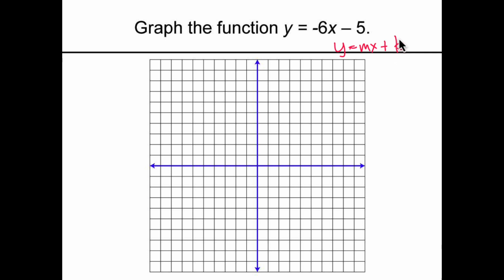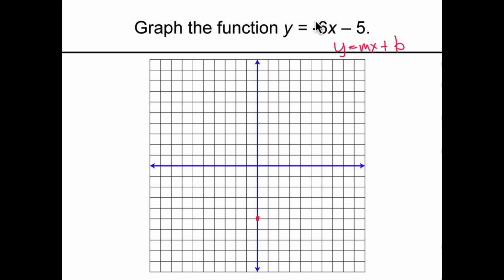Start by identifying the y-intercept, b. In this case, the y-intercept is negative 5. This value can be graphed on the y-axis. Negative 1, negative 2, negative 3, negative 4, negative 5, right here. That is the y-intercept. The slope of the line is the coefficient of x.